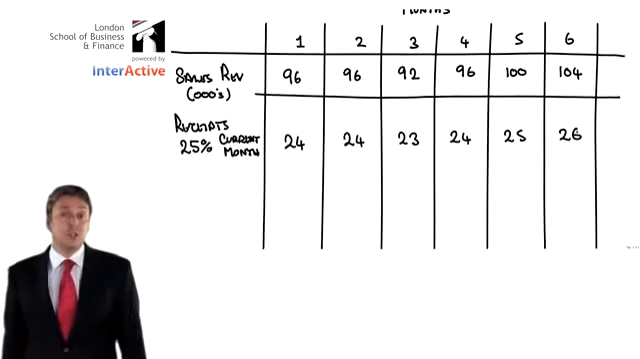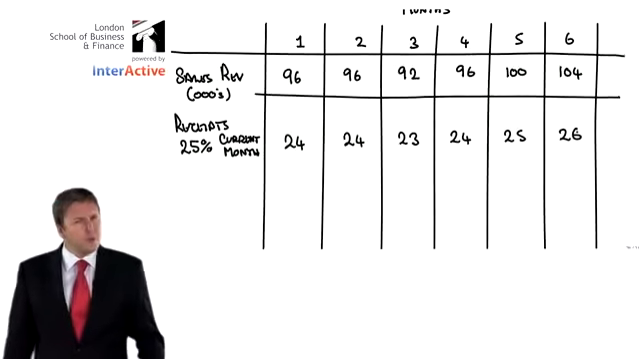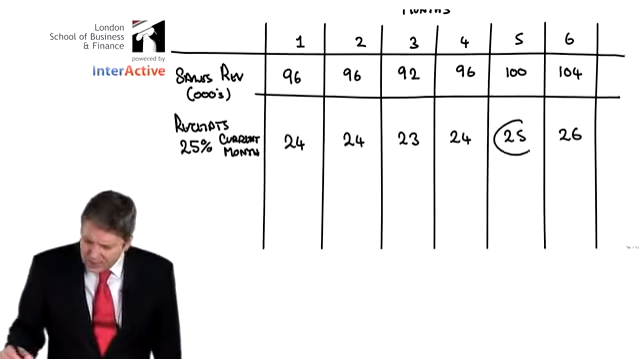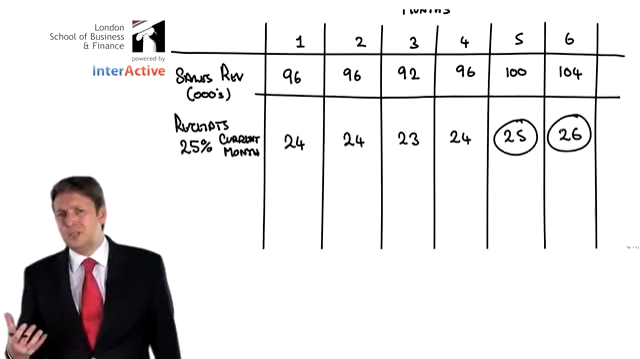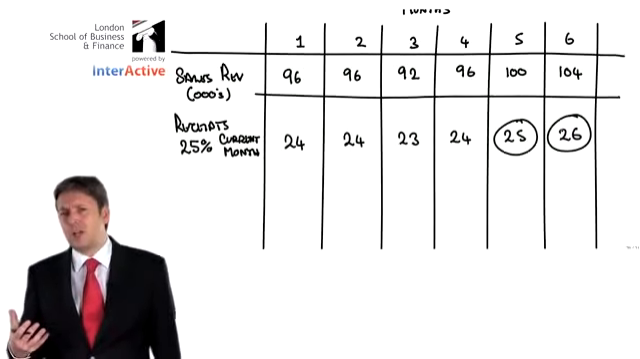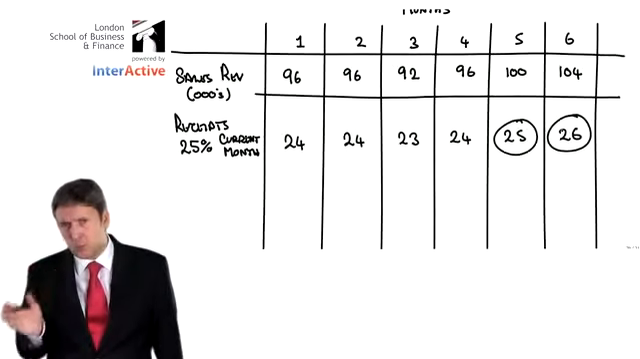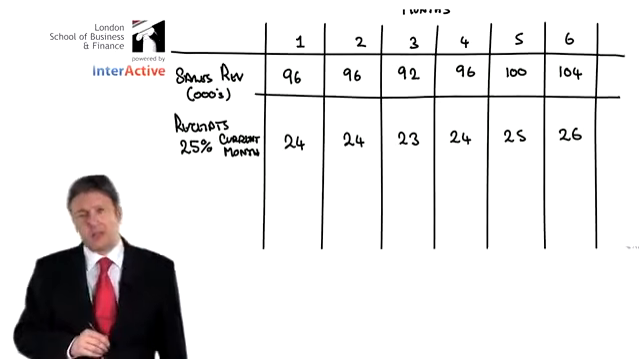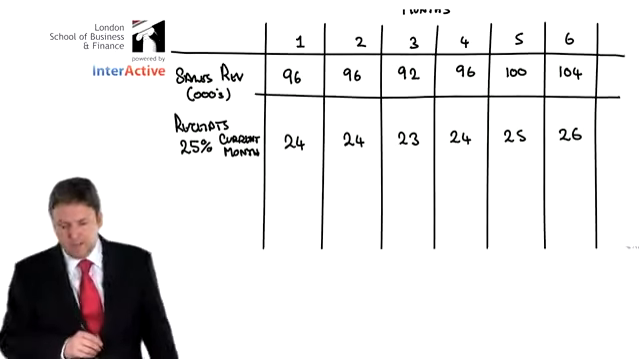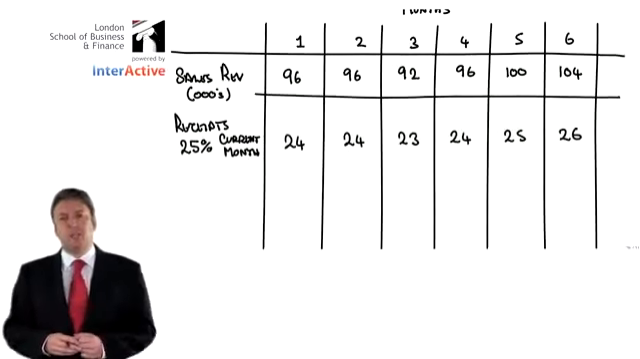Have I done something stupid? Well, I probably have. Notice these two here. Do I really need them? Because remember, we only wanted values for months 1 through 4. A little bit of practice, if nothing else. Fine. So, 25% of current month.